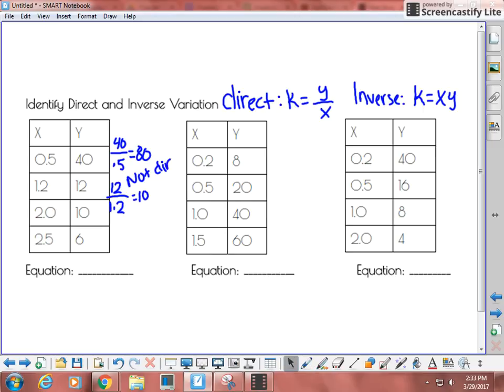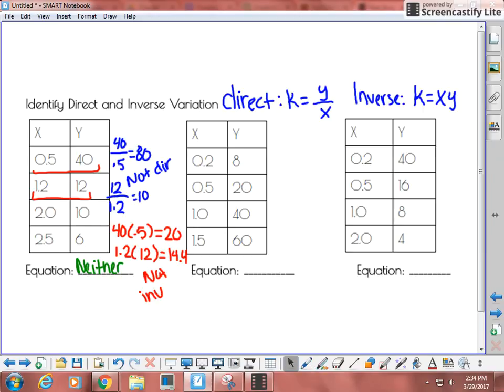So now let's check and see if it's inverse. To see if it's inverse, I'm taking x times y. So let's use our first two. 40 times 0.5 is going to give me 20. The next one I'm going to do is 1.2 times 12, which is going to give me 14.4. Okay, so again, those don't match, so it's not inverse. So this is going to be neither. It's not direct and it's not inverse.